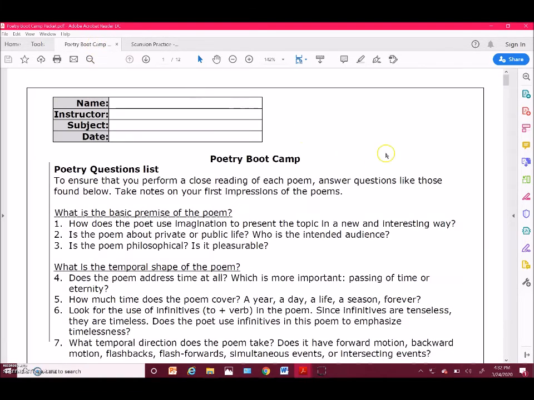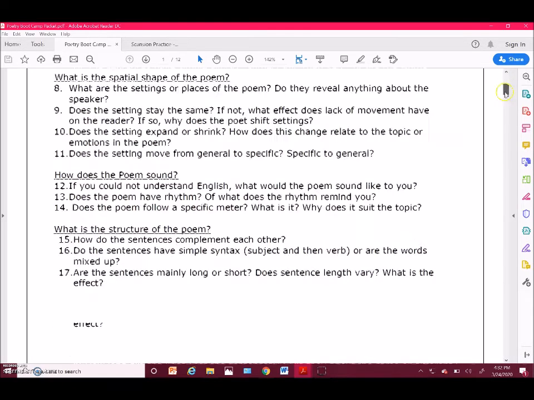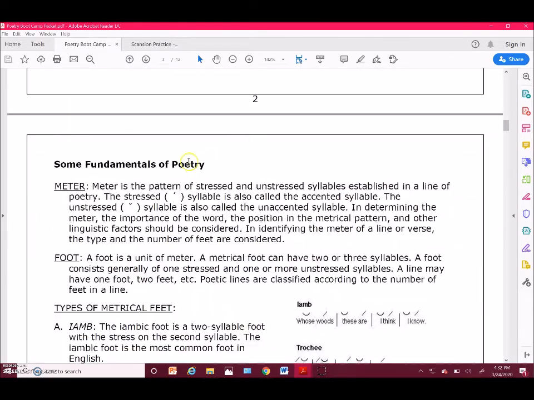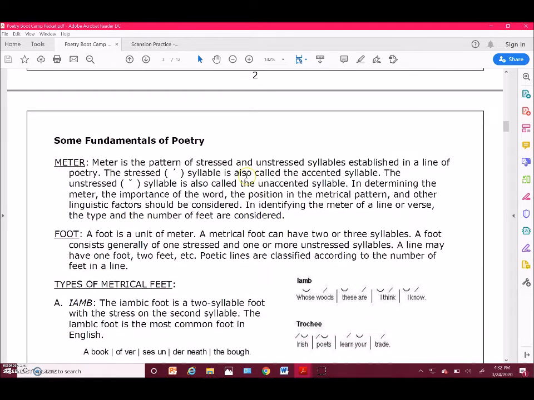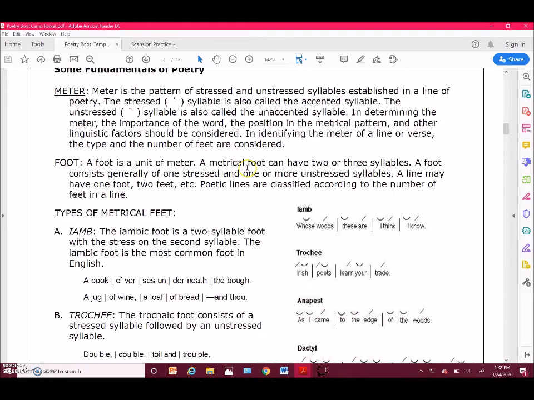So we're going to go to the Poetry Bootcamp packet. Remember, guys, this is in Blackboard in the Poetry folder. Scroll down here to Fundamentals of Poetry. So just a quick recap. Meter is the pattern of stressed and unstressed syllables established in a line of poetry. So it's just the emphasis or lack of emphasis in a line of poetry.